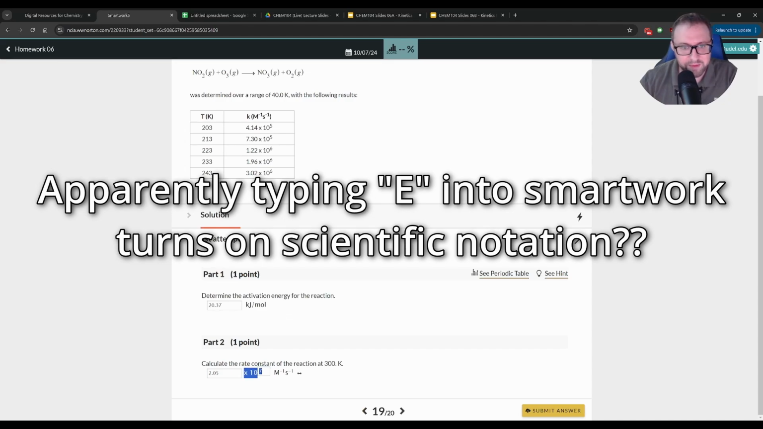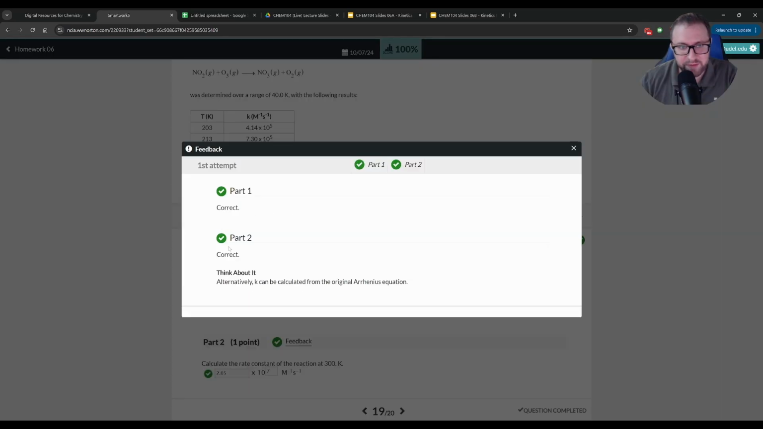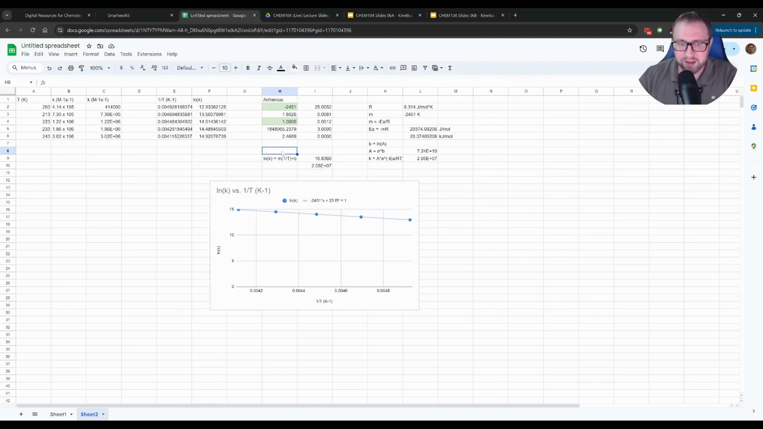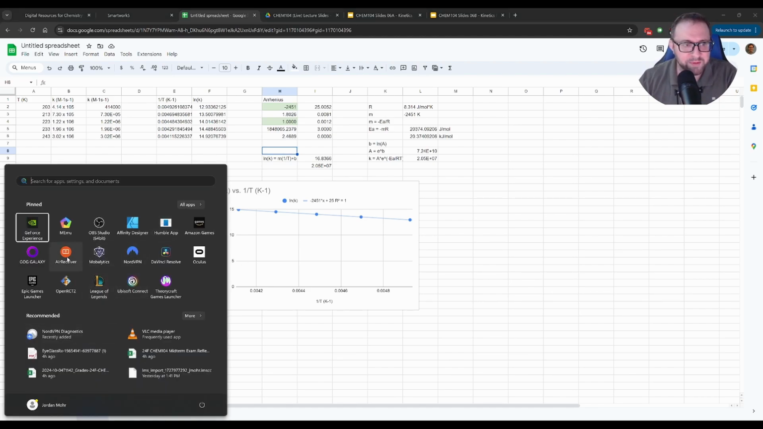Oh, that's cool. Was that there before? Did that just appear when I hit the E button? I think that just appeared. Cool. And then we submit that, and look at that, we're right. Okay. That's the main stuff I wanted to talk about in terms of graphing.